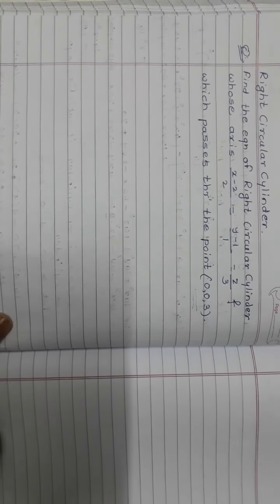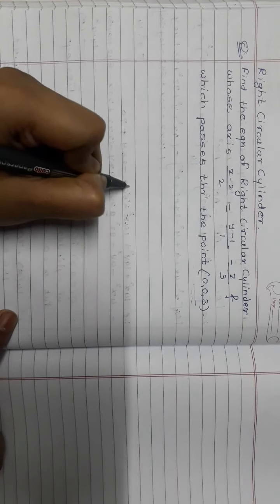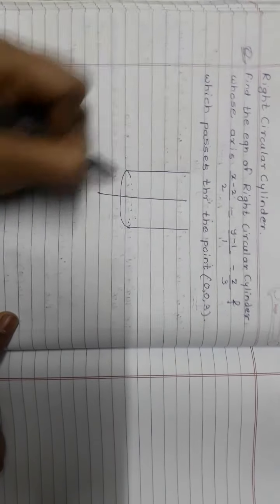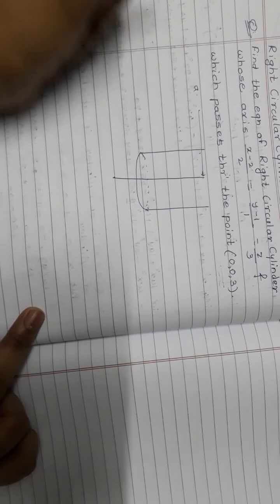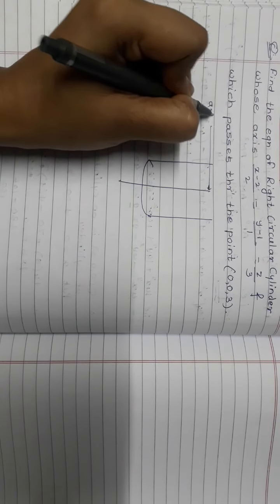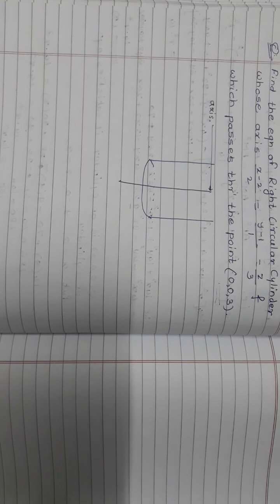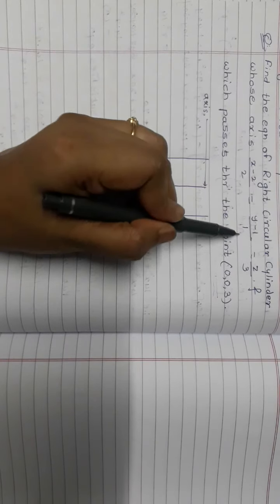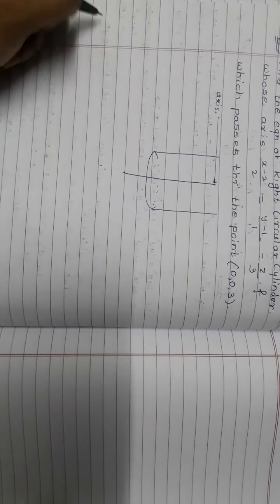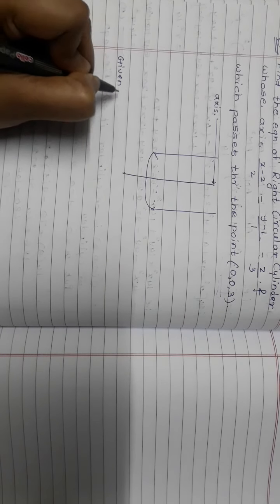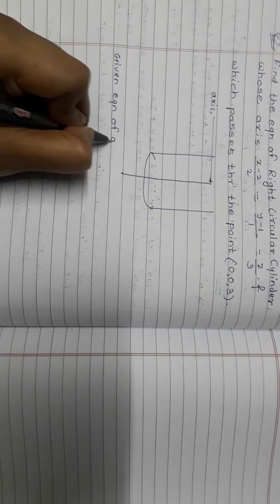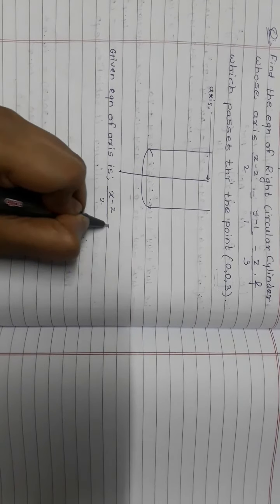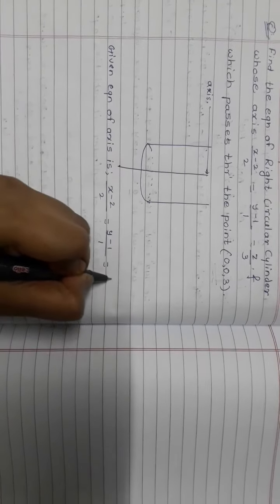The regular procedure meaning, this is my cylinder, and the axis of the cylinder is given to you. This is the axis. Now using the axis, two things I can figure out: the point through which the axis is passing and the direction ratios of the axis. So the given equation of the axis is (x minus 2) upon 2, (y minus 1) upon 1 and z by 3.